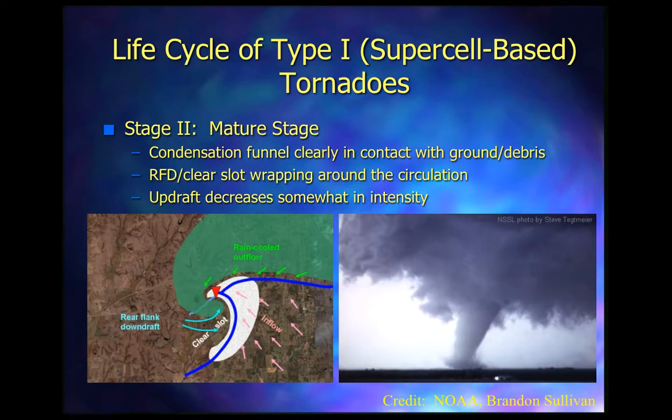The mature stage, now you see the condensation funnel in contact with the ground. Now, the condensation exists here in the funnel because there's low pressure, right? So we know the vortex is a cyclostrophic type vortex, and it has low pressure. So we know that when air rises, if it's moist enough and it rises to lower pressure, it expands and cools. And that expansion, due to the fact that the air is rising to lower pressure, causes the air to cool to its dew point temperature, and then it condenses.